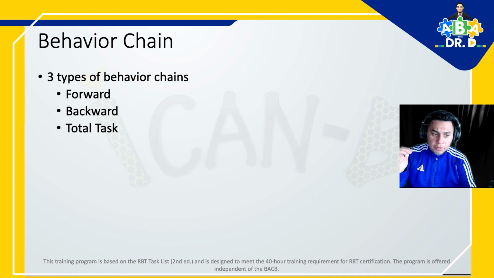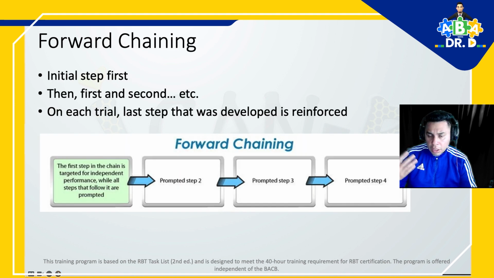Once again, there are three types of behavior chains: forward, backward, and total task. We have videos already on backward and total task chaining. This is forward chaining, so we have all those videos available for you if you want to go back and take a look at what they look like and what the other chaining procedures are.